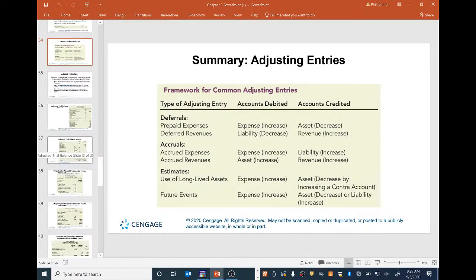Okay, this is just a summary of some adjusting entries right here. So framework for common adjusting entries. Type of adjusting entry will be on the left. The accounts debited or accounts credited, you'll see are the next two columns moving from left to right. We'll start first, and this is just a summary of what we just went over. Prepaid expenses. The account debited is an expense, it increases. Accounts credited, asset decreases. Okay.